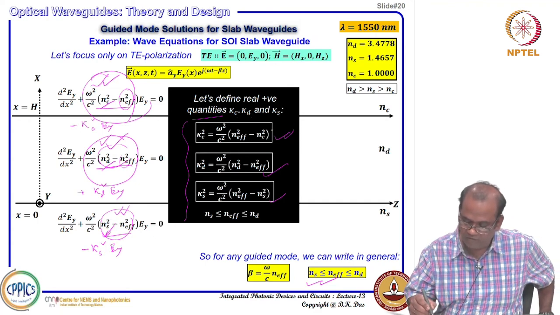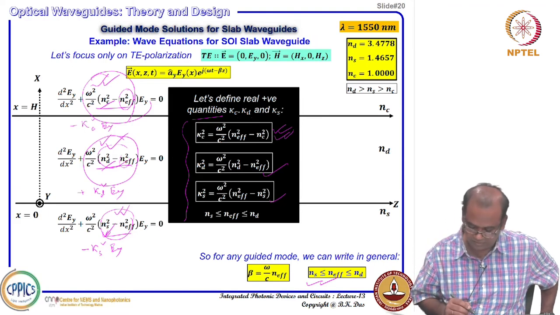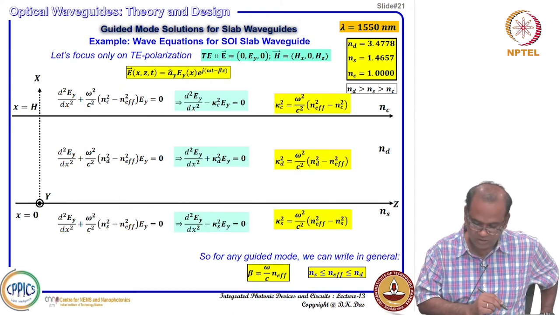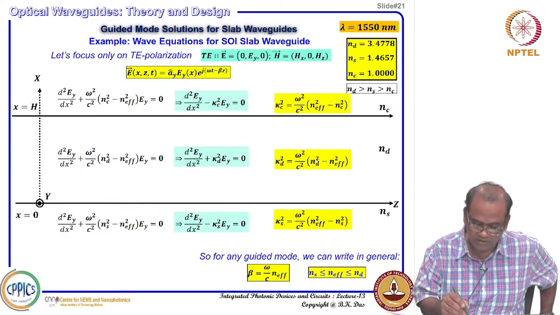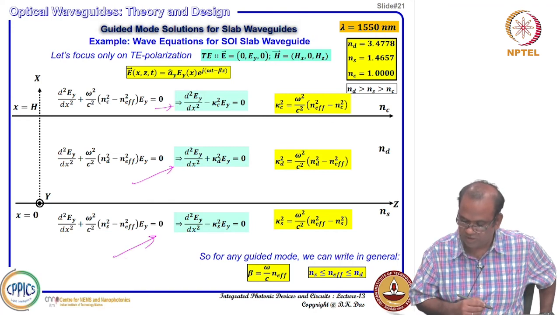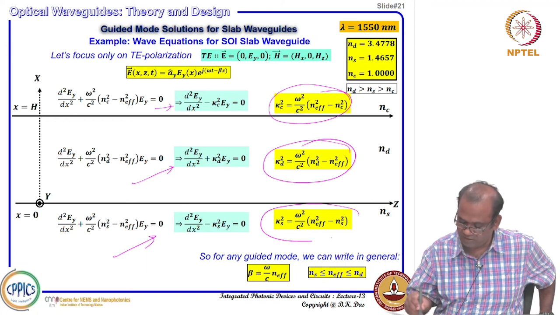With this definition, omega, c, n c, n s, n d are known, and only n effective, common in all the expressions, is unknown; we want to solve for that. With this definition the expressions will come like this, and everywhere I define the same thing again, as discussed. And of course, beta equals omega by c times n effective.